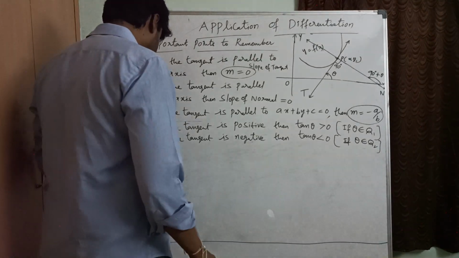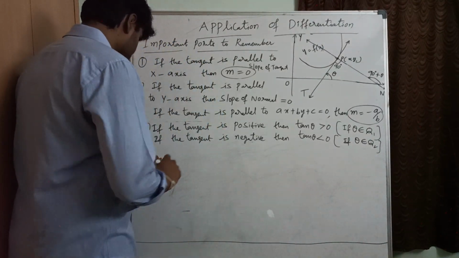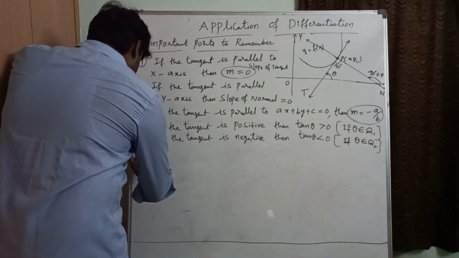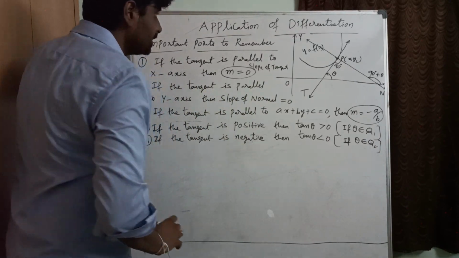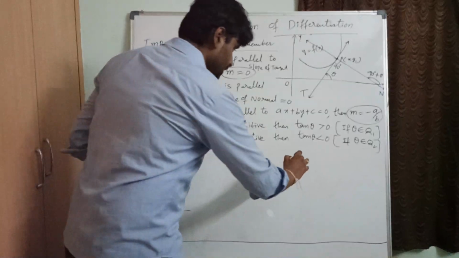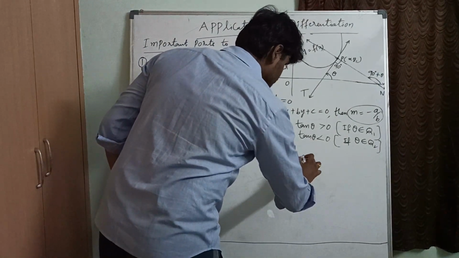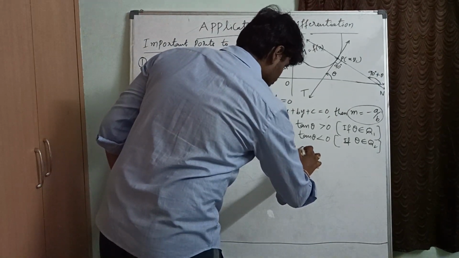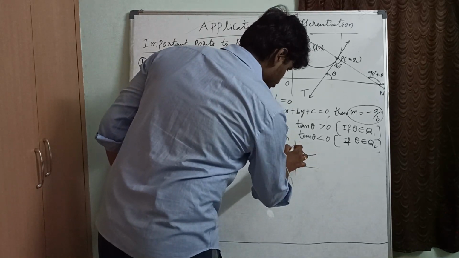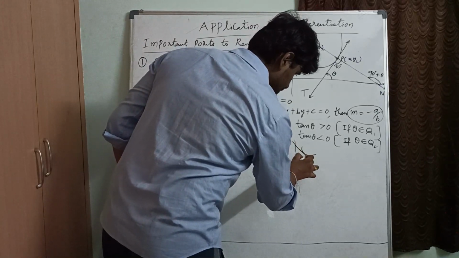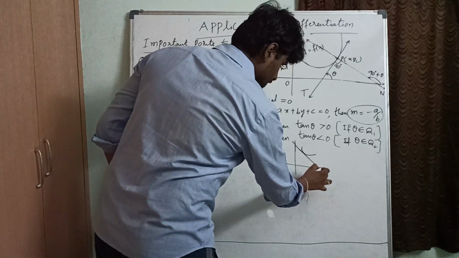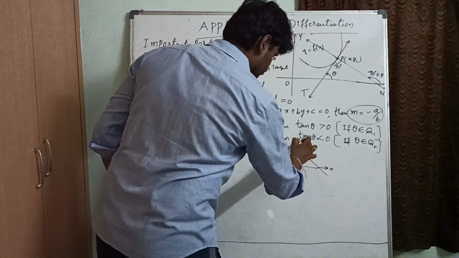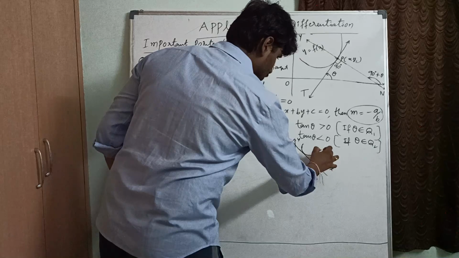Clear? So I hope you can understand from that. Okay, now if the tangent makes equal angles, see here, for example, this is a curve, right? So this is a curve. Now we are going to take one tangent. Okay, so this is the tangent, x-axis, y-axis. So this is the curve y equal to f of x.